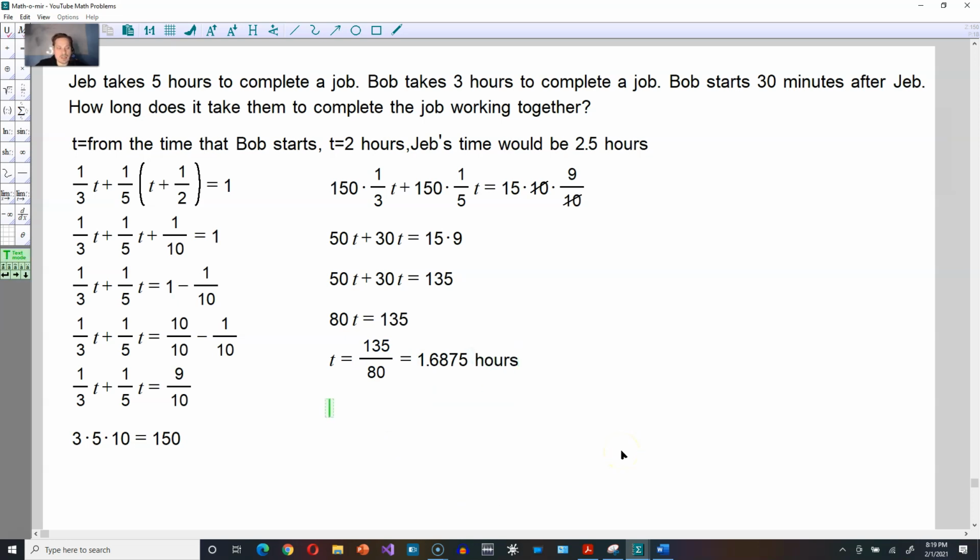To answer the puzzle that I posed, what does this 1/10 mean by itself? This 1/10 means the part of the job done by Jeb within the first half hour. How do I know that? Because this 1/5 is his rate of work. The 1/2 is a period of time. If you take 1/5, the rate of work, and multiply by 1/2 hour, then the 1/10 represents the part of the job done within the first half hour by Jeb, you see?